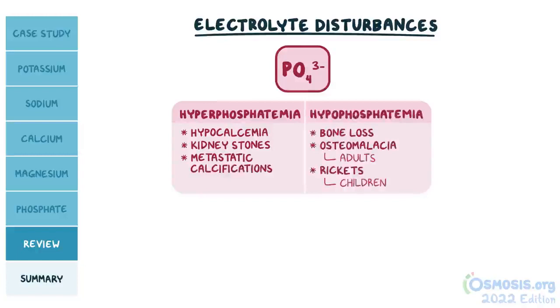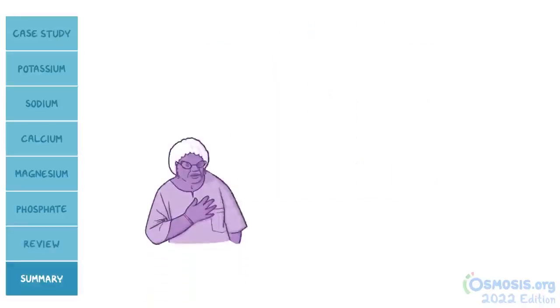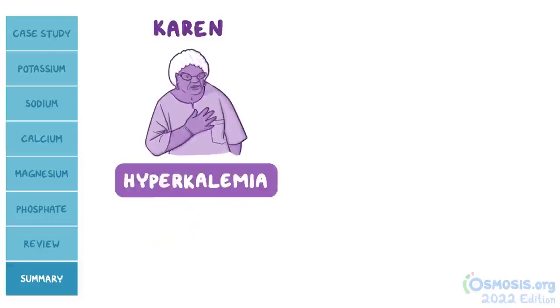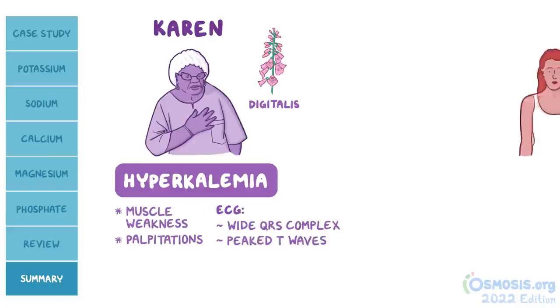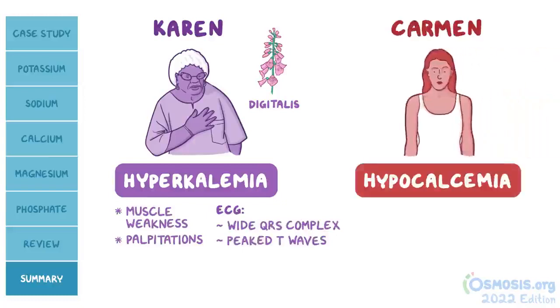Back to our cases. Lab tests and ECG show that Karen has hyperkalemia that was probably due to digitalis. Her symptoms included muscle weakness and palpitations. Remember, the key findings on ECG are wide QRS and peaked T waves. While Carmen has hypocalcemia, which is causing the tetany. She also had a positive Chvostek sign on the clinical examination. Key finding on the ECG was a prolonged QT.